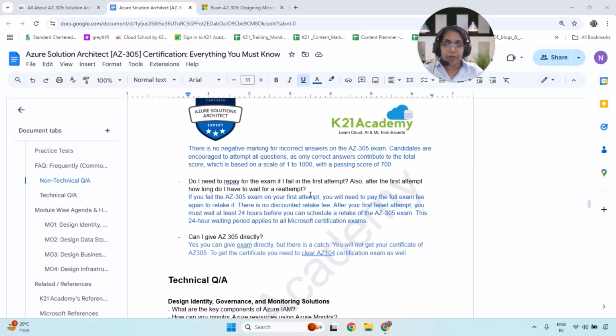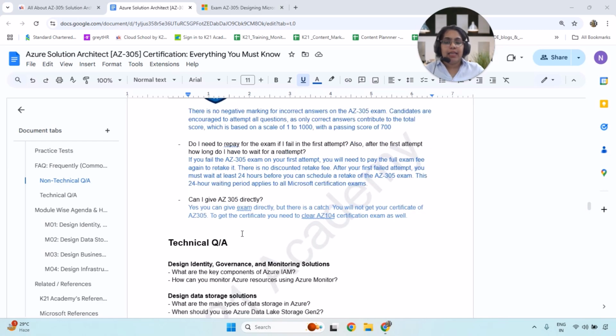Can I give the AZ-305 exam directly? Yes, you can take the exam directly, but there is a catch. So what is that catch? You will not get your AZ-305 certificate. If you want to get the certificate, then you have to clear the AZ-104 certification exam as well, and only then will you get the certification for AZ-305.